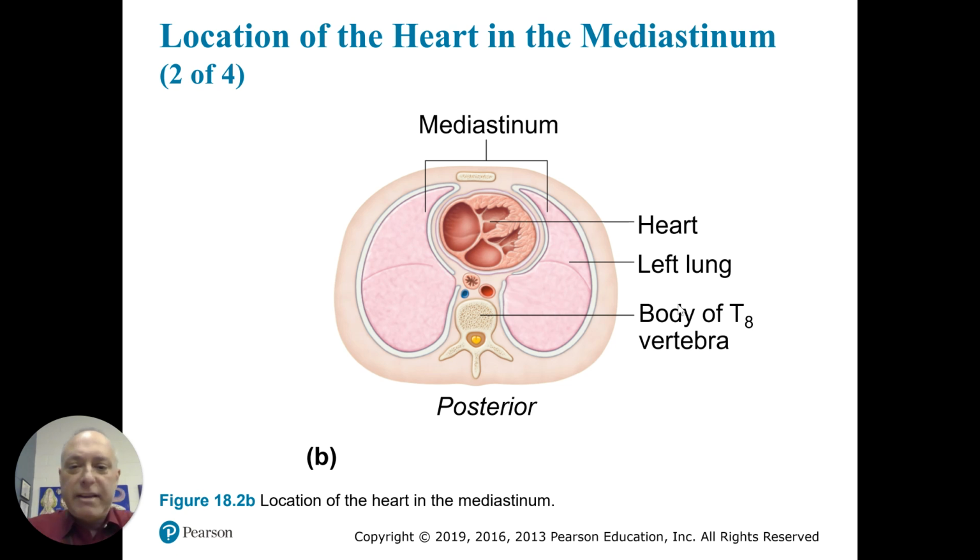So if we take a slice through the chest, we go through the mediastinum, which is a serous-filled cavity that contains the heart, and we can see the thoracic compartment, the left and right lung at this slice, posterior being the back, anterior being the front.